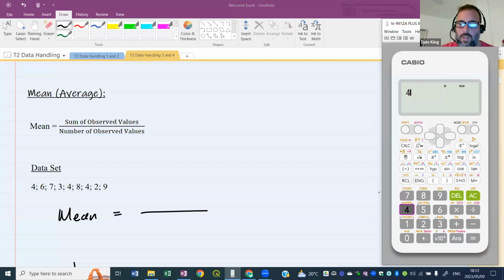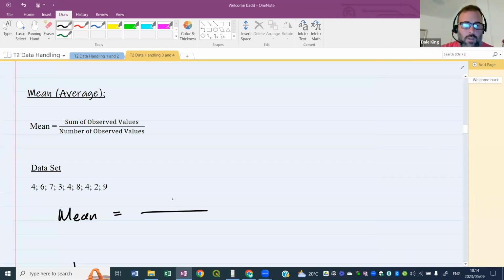Now, be careful. If the data set is very big, you can make mistakes. Human error can creep in. So be very careful when putting these numbers in. So all I'm going to do is to find the sum quickly. All right, there we go, 47. I hope I haven't made a mistake. Let me do it one more time. 4 plus 6 plus 7 plus 3, 4, 8, 4, 2, 9. And that is the sum. I want you to show the marker that value of 47. They want to see the sum. So the sum of all the values is 47.